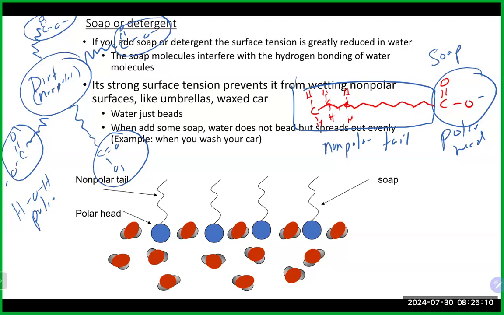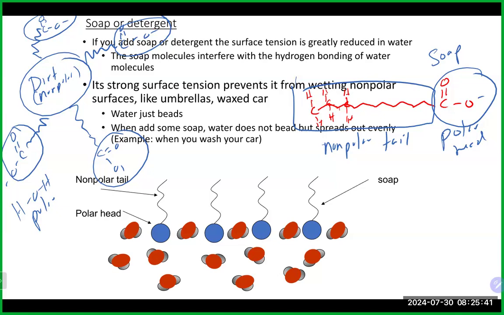So soap's an interesting molecule like that. And what happens though when you put soap on, if you think about, for example, if you have a strong surface tension, it prevents wetting on a non-polar surface like an umbrella or a wax car. If you ever put water on your car and it has a lot of wax on it, you typically will see the water bead rather than spread out, right? You'll see all that beading. Again, that's the water and the non-polar wax surface interacting with each other.